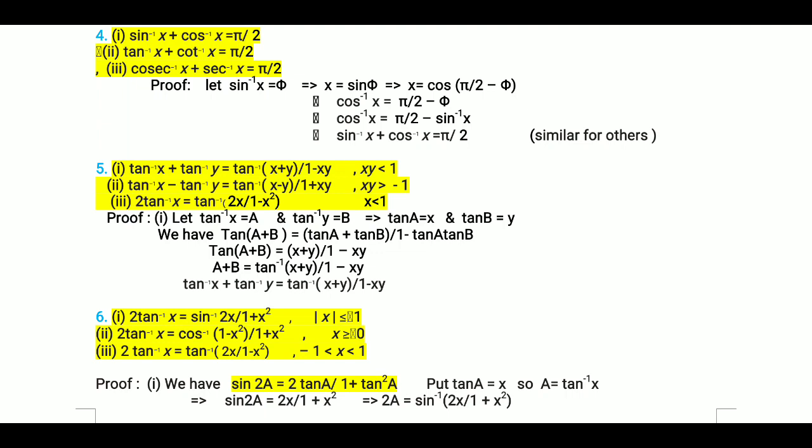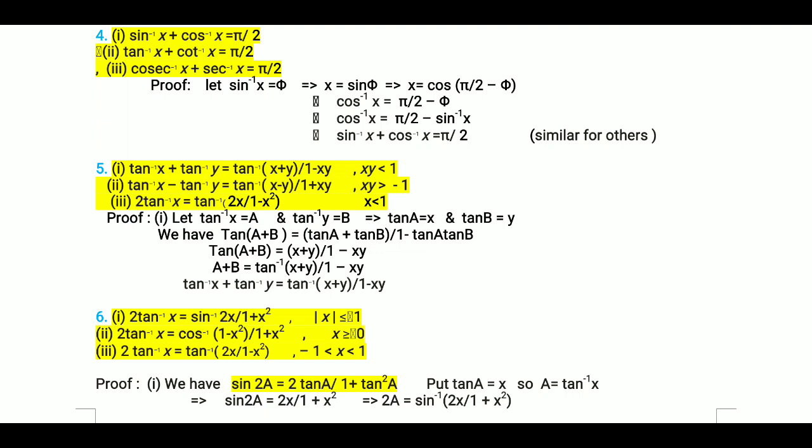In a similar way, the second one is tan inverse x minus tan inverse y is equal to tan inverse of x minus y upon 1 plus xy, where xy is greater than minus 1. This is the domain. And the third one is 2 tan inverse x is equal to tan inverse of 2x upon 1 minus x square. We can take any one of these to prove, and in a similar way the other parts can be proved.